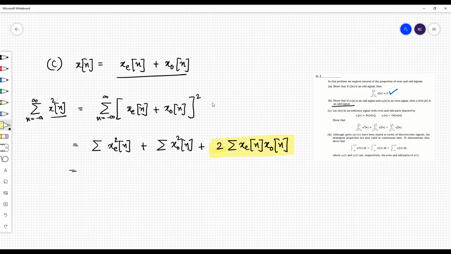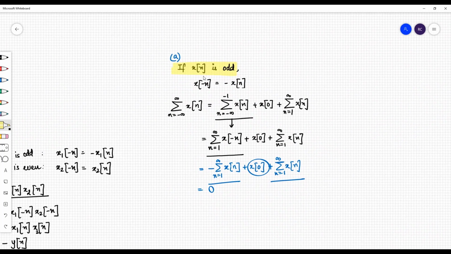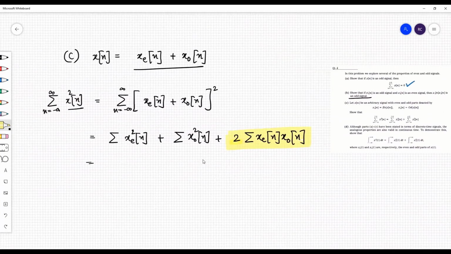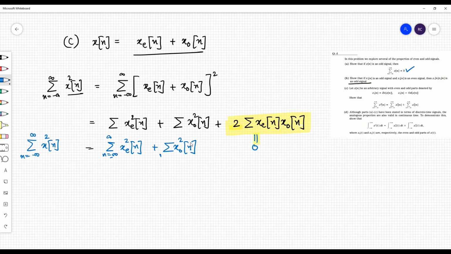And before that, in part A, we've shown that if a signal is odd, then the summation of the signal from minus infinity to plus infinity is 0. That is what we just showed in the first part, right here. So with the findings of both part A and part B, we can say that this term would be equal to 0, and therefore summation of x[n] the whole square is the same as summation of xe square n plus x odd square n, right? n varying from minus infinity to plus infinity.